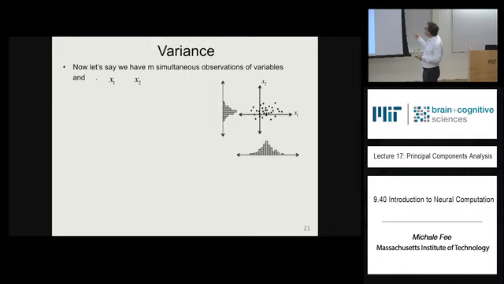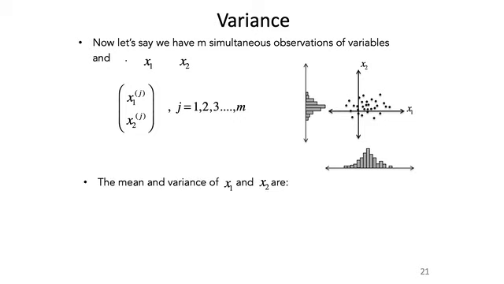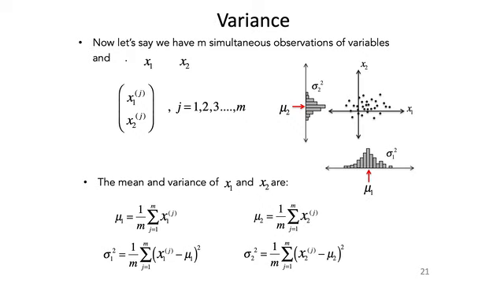We have a distribution of those quantities, okay? We can describe that observation of x1 and x2 as a vector, and we have m different observations of that vector. We can write down the mean and variance of x1 and x2, right? So for x1, we can write down the mean as mu1. We can write down the variance of x1. We can write down the mean and variance of the x2 observation, right?